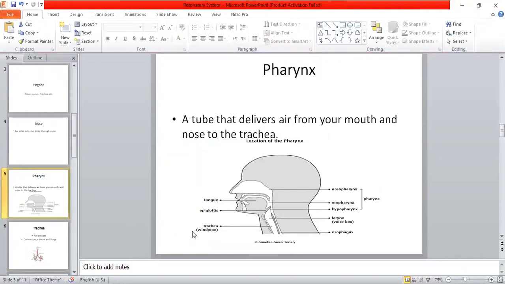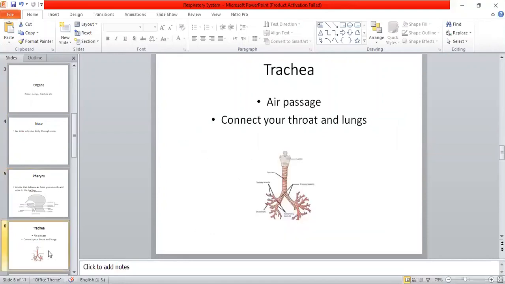The pharynx is in the throat area. Then from this pharynx, air enters into the trachea. What is the trachea? Trachea is the air passage that connects the throat to the lungs. Air enters from the nose, goes into the pharynx, then it enters into the trachea. This portion on which my cursor is moving is called the trachea.